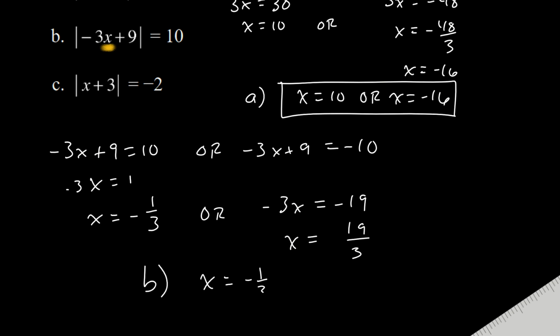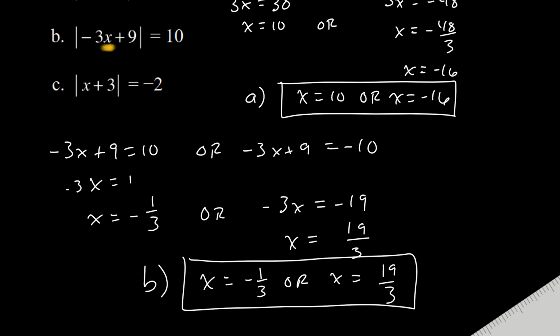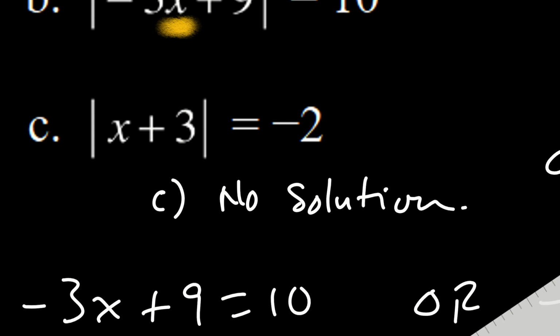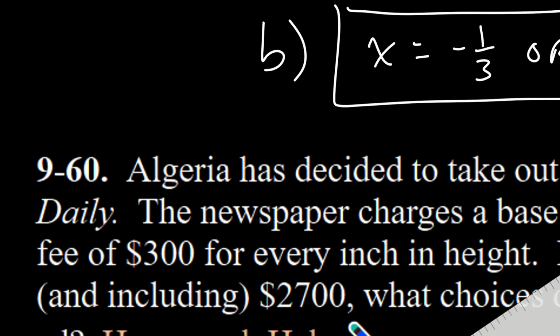X is negative 1/3, or X is 19/3. There they are together. And for the last one, I just want to point out that this says the absolute value of some expression is negative 2. What? Right? So if you take the absolute value of something, I know from experience that I'm never going to get a value of negative 2. So for C, we're just going to say that's not possible. There's no solution. So for C, there is no solution.